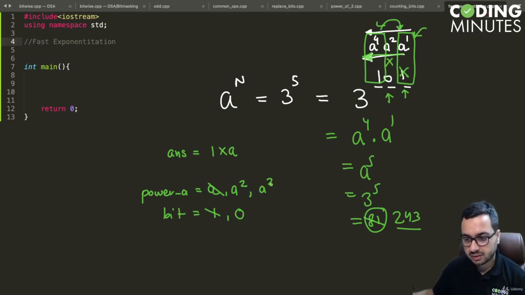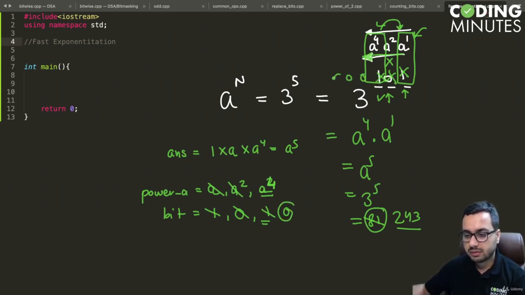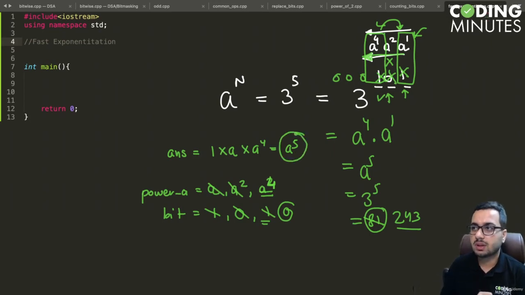The power of a is now a4 because we squared the previous value, and the bit is now 1. We are talking about this bit. So if it is 1, we are going to multiply this a4 in our answer, and our answer is going to become a5. And now if you extract the next bit, it is going to become 0. And we have already covered all the set bits of 5. Okay, and we are done. So finally what you're going to have, you're going to have your answer that is equal to a5.